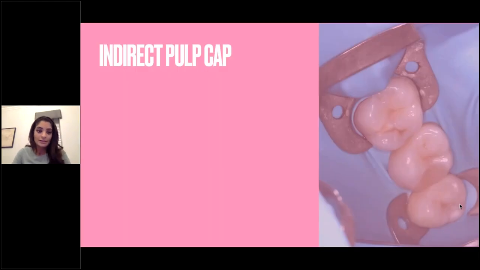So let's talk about indirect pulp capping and how we do it. Getting more onto the juicy stuff of how we actually do this procedure. So the first thing we do is place a rubber dam. It's really important whenever we're working in close proximity to the pulp that we put a rubber dam on.